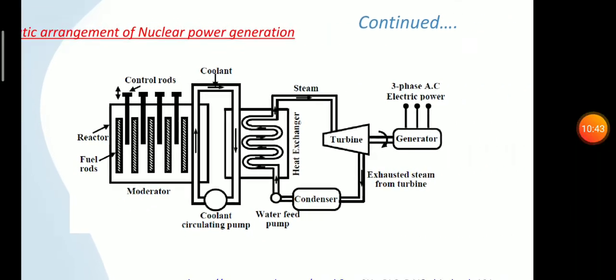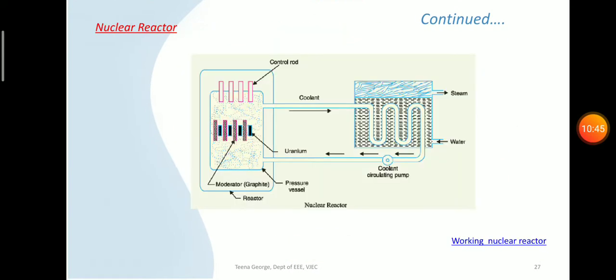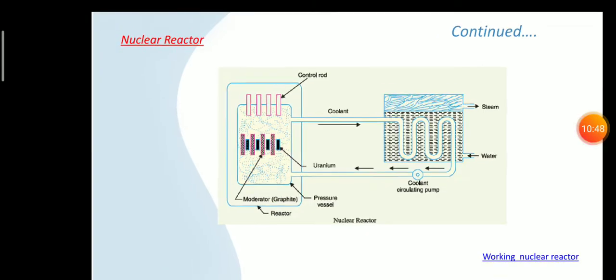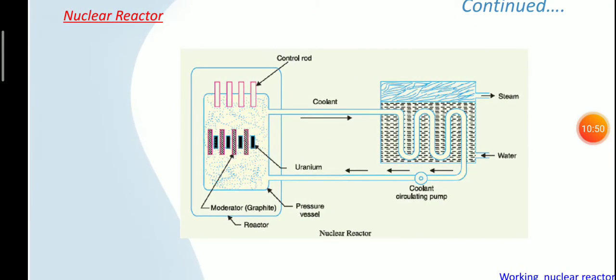In the nuclear reactor, this is the structure of the nuclear reactor. In the nuclear reactor, we have fuel rods. It will be uranium-235 rods and moderator and control rods. We know that the fission should be controlled. Otherwise, it will be an explosion. So, for controlling the fission, we have moderator and control rods.